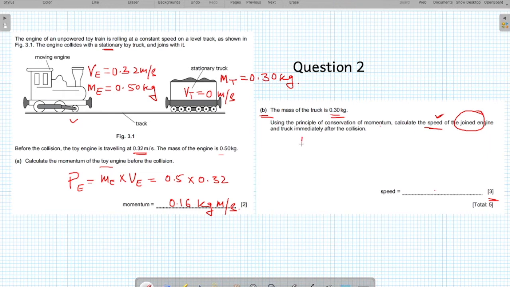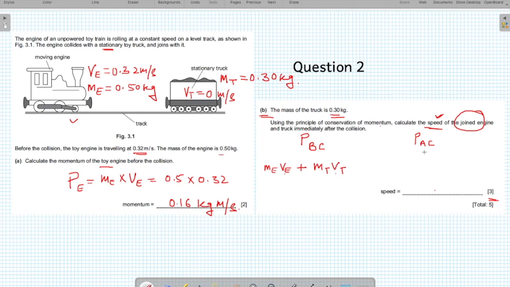Step 1 is momentum before collision. Step 2 is momentum after collision, right? How much is the momentum before collision? Let us find out. It is ME times VE. ME is the mass of the engine times the velocity of the engine, plus MT VT. Total momentum of the engine plus the total momentum of the truck.